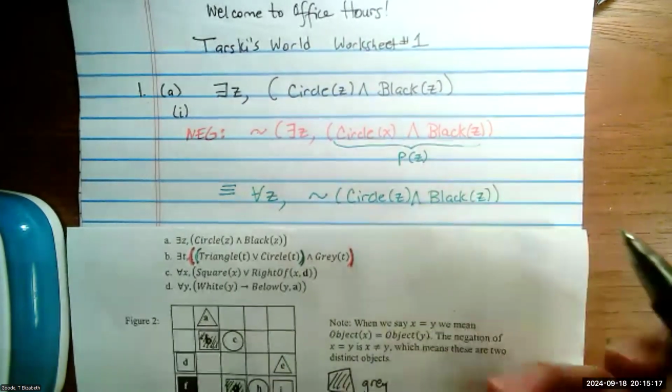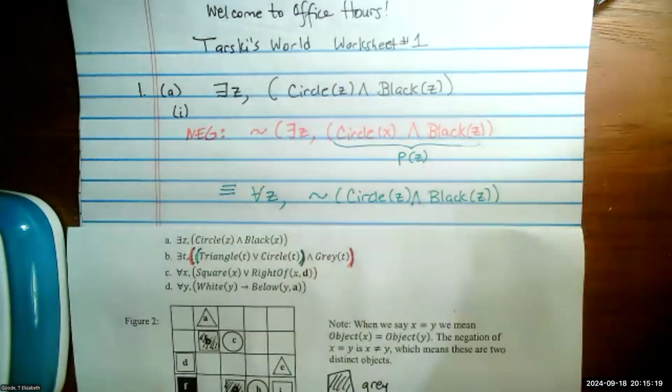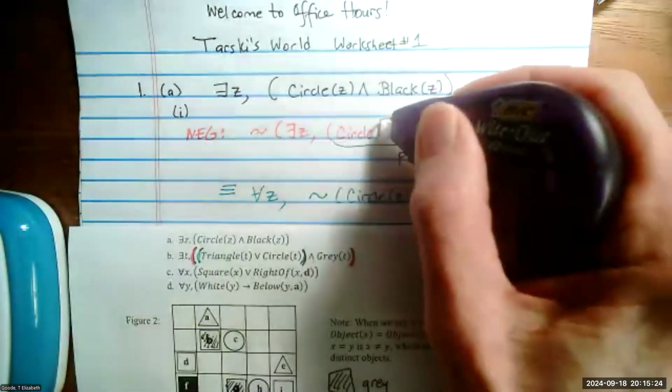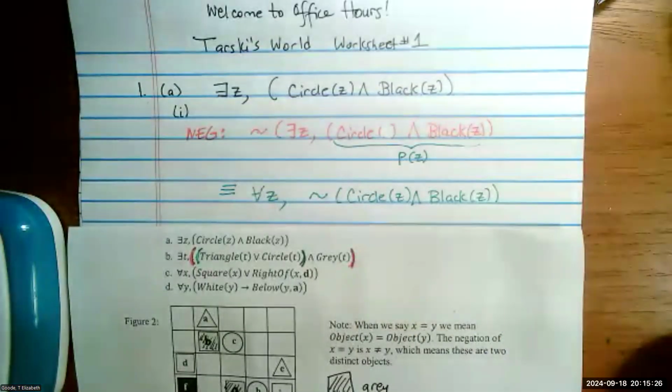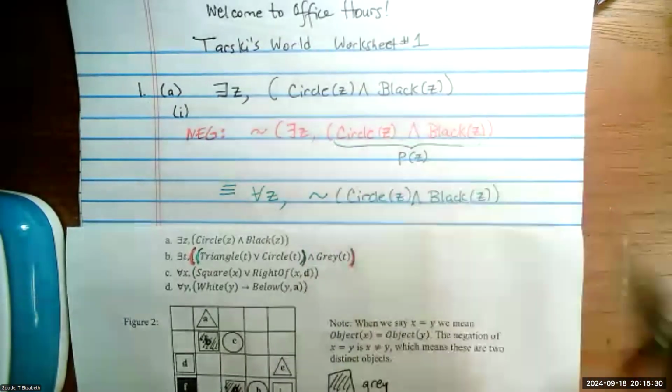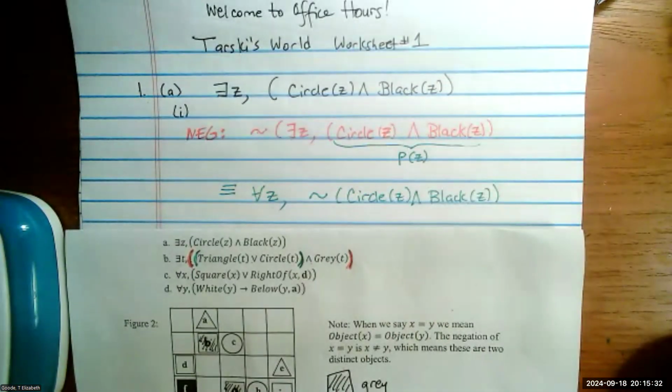Yeah, I thought it was circle X black C. Did I write X there? I should have written Z here. Okay, excuse me. No problem. That was my error. Thank you.